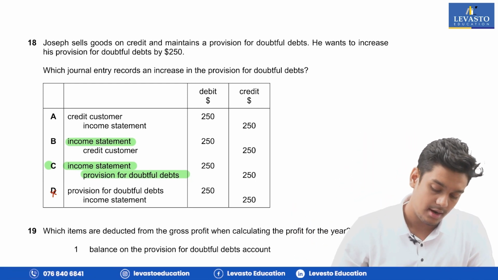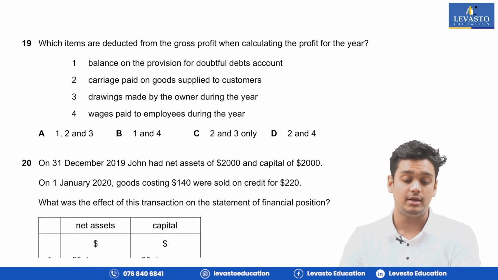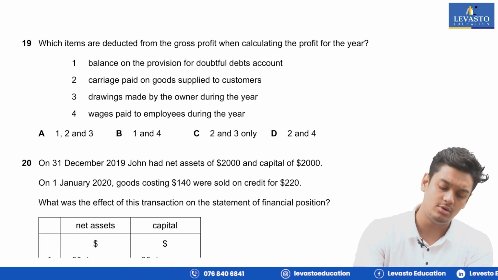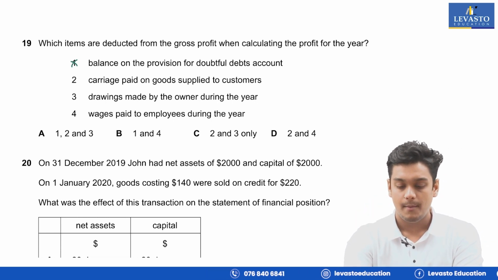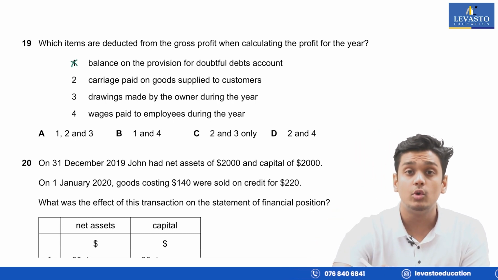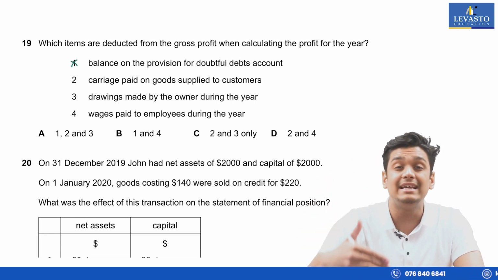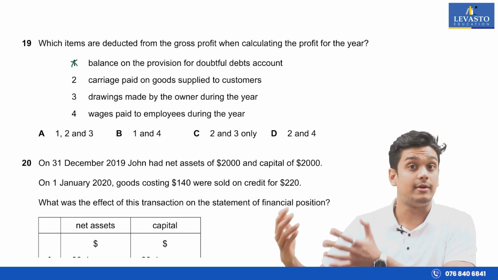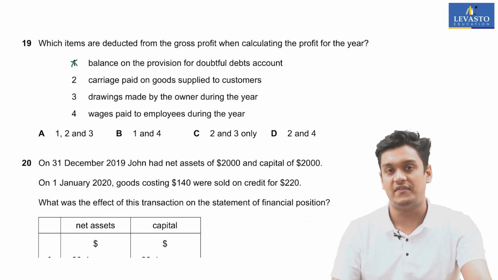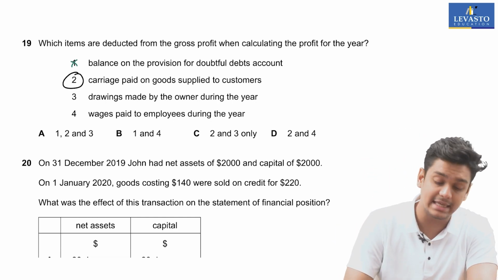19th question. Which items are deducted from gross profit when calculating the profit for the year? Balance on the provision for doubtful debt account? Nope. Please remember, the provision for doubtful debt account is only getting affected due to increases and decreases. The income statement gets affected only when the doubtful debt increases or decreases. If it increases, it's an expense. If it decreases, it's an income. Closing balance, there is no effect. Carriage made on goods supplied to customers, yes, that's an expense.